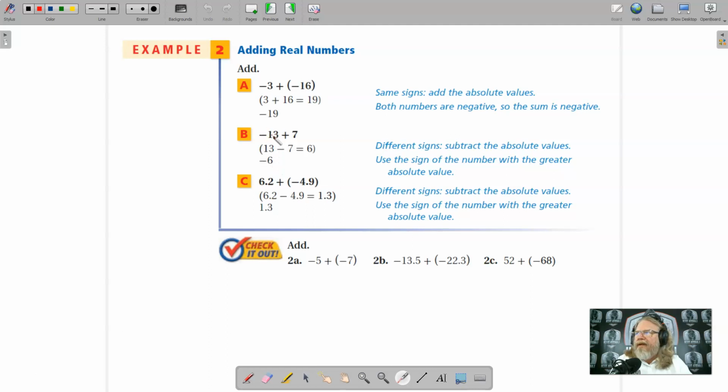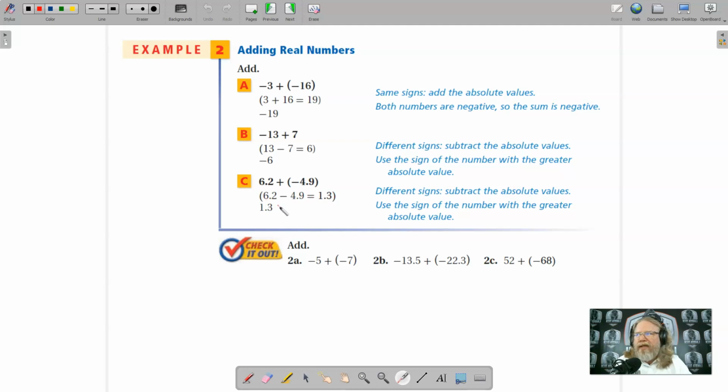The sum of negative 13 and 7 is negative 6. For example C, 6.2 plus negative 4.9. We are adding. One's positive, the other one's negative. So let's go ahead and subtract. 6.2 minus 4.9 is 1.3. So 1.3 is our answer.